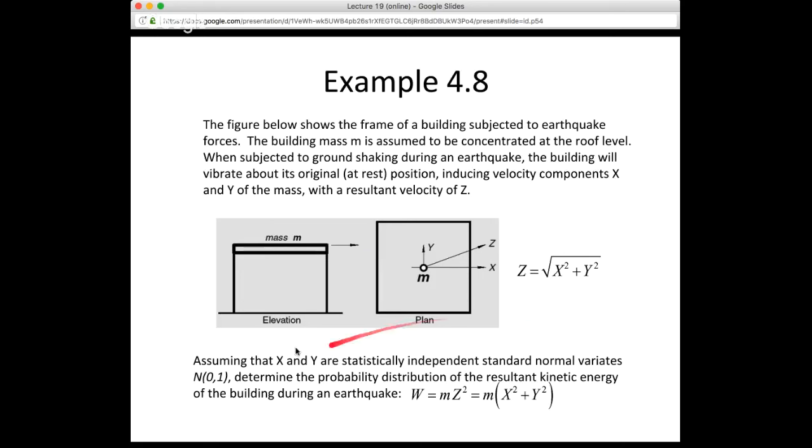Moving on, we say assuming x and y are statistically independent standard normal variates, N(0, 1), determine the probability distribution of the resultant kinetic energy of the building during an earthquake. So we want to calculate the kinetic energy, which is going to be equal to the mass m of the roof times the resultant velocity z squared. From vector mechanics, we know the relationship between z and the components x and y. And so if we plug that into z squared here, we're saying basically that the kinetic energy is the sum of x squared plus y squared multiplied by m.